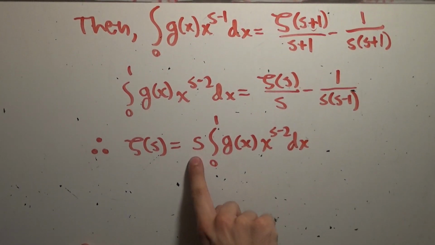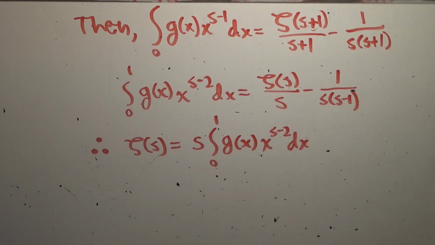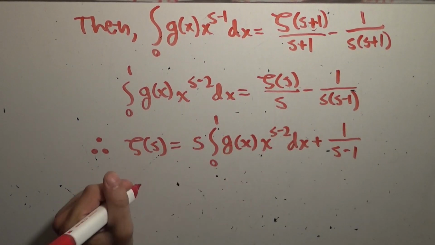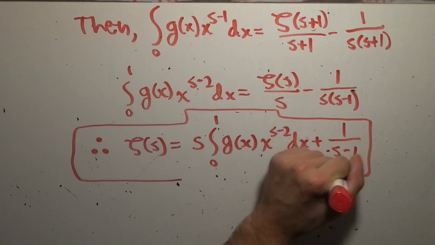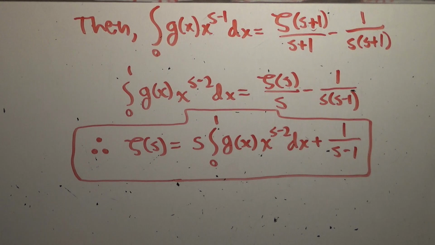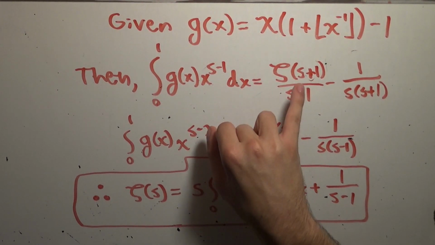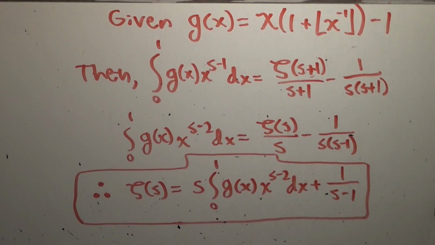And then when we multiply by s, it cancels the s's here, so we'll just be left with minus 1 over s minus 1, so we have to add that to the other side, so we just do plus 1 over s minus 1. And if you plug this into Desmos, you do get the Riemann zeta function shifted over to the left by 1. So the Wikipedia page actually is incorrect.